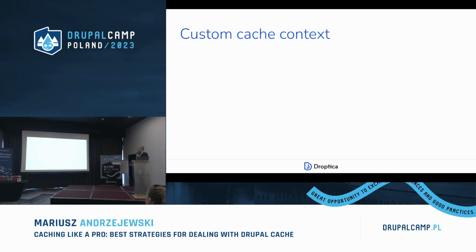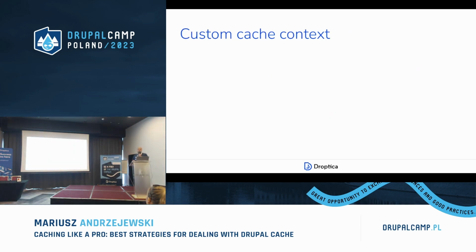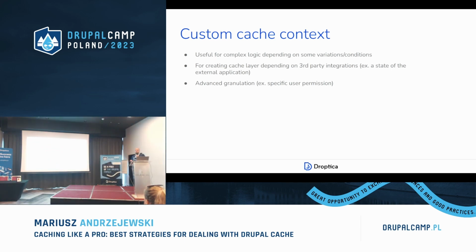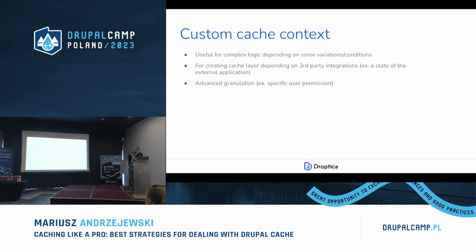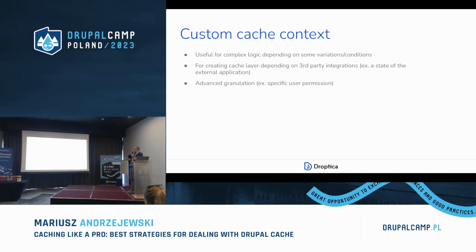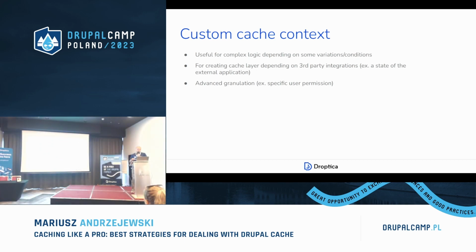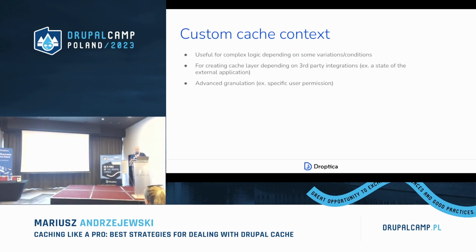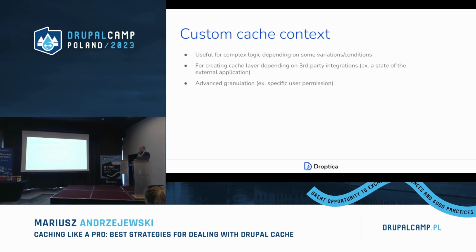Yeah, but as you may know, there are a lot of cache contexts defined in Drupal core, but we can easily add some new ones because we may find a case in which it will be better. Maybe it will improve our performance. And to do that sort of implementation is quite straightforward. I will show you in a second. But yeah, we may use that, for example, when we want to cache something from a third-party integration, where we may need some advanced granulation to what is already defined in Drupal.